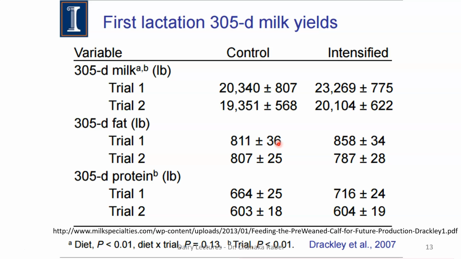So basically the take home message I want you to take from here is that intensified calf feeding increases total volume of milk, right, but not milk fat or milk protein, which means it has no effect on changing the composition of milk, right? It can improve the quantity of milk, but it doesn't change the composition of milk. I mean, that's understood, right?